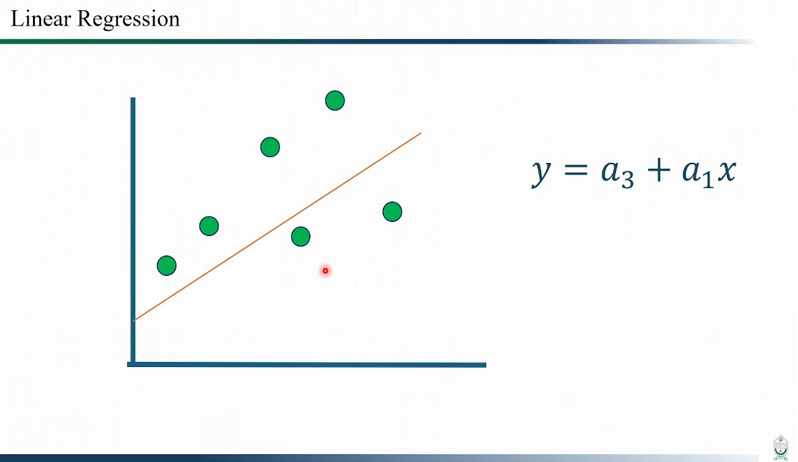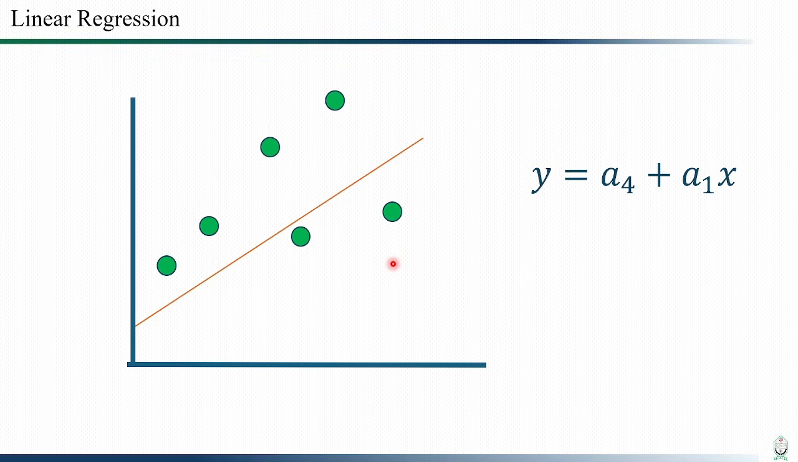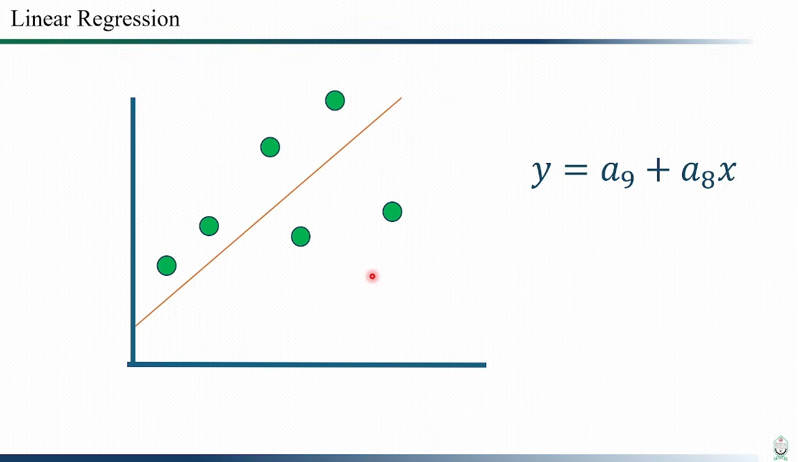Some might argue that no, I want this straight line to move a little lower like this way. Again, some might say no, I want it in this order. So in this way, we can come up with different straight lines, and all of them can have a valid logical point of view to represent this set of data.